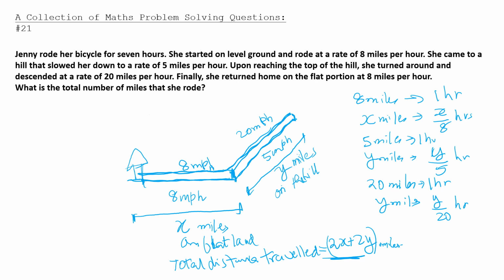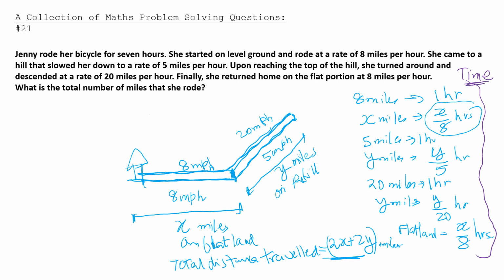And finally the flat land, and that would be the same as this, that is x out of 8 hours. So if we add up all these times, now mind you these are all times, and this is what is all going to add up to 7 hours, because she rode her bicycle for 7 hours. So it all adds up to 7 hours.